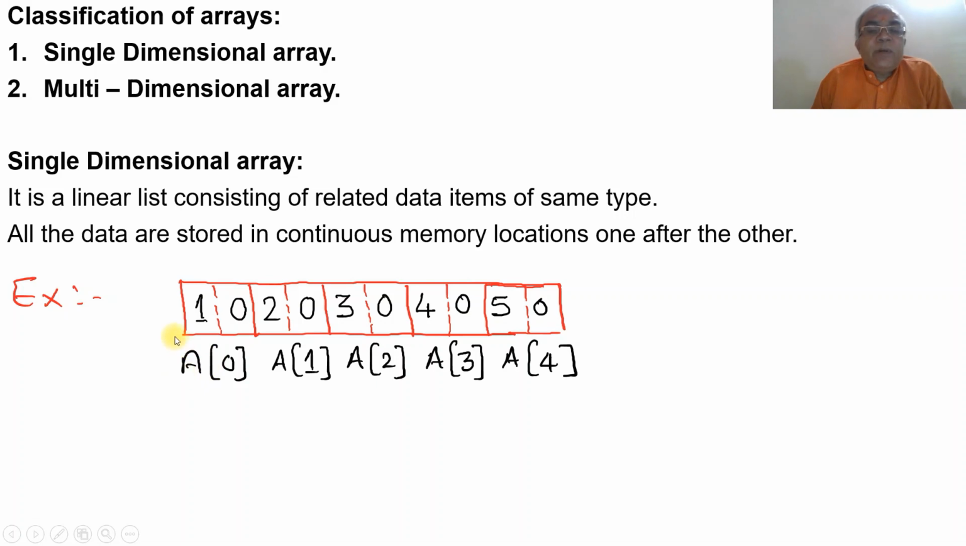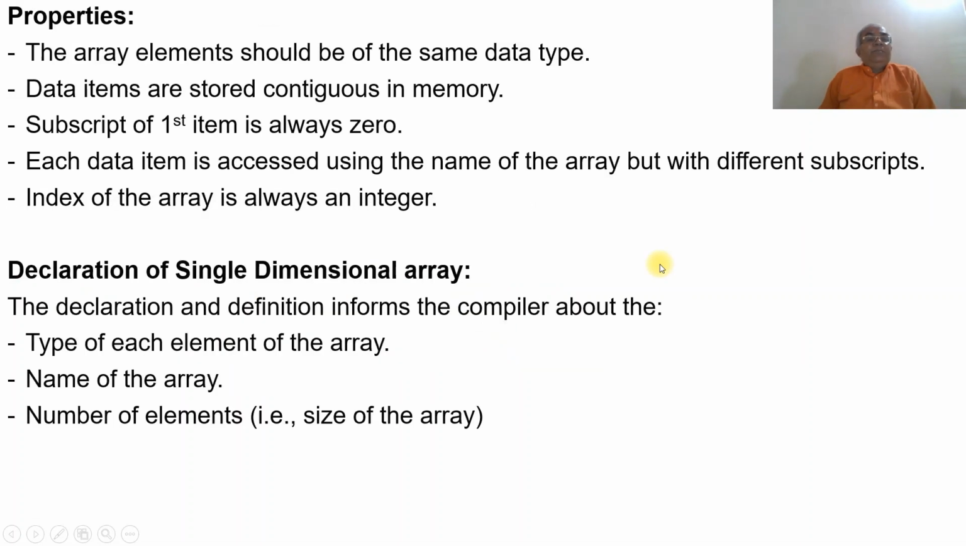Here we have taken an example wherein from A[0] to A[4], all the data are of integer type, having the numbers 10, 20, 30, 40 and 50. All the data are stored in continuous memory locations one after the other. Then the properties: the array elements should be of the same data type. That has been already seen. Data items are stored contiguously in memory.